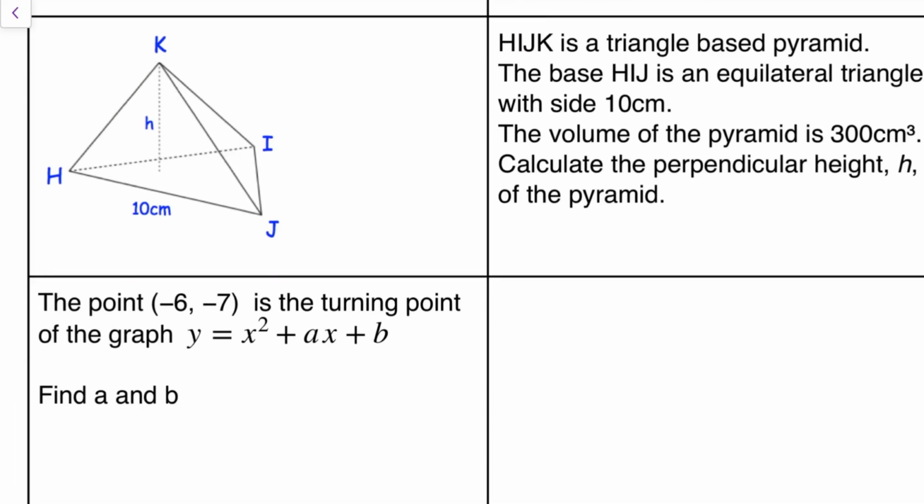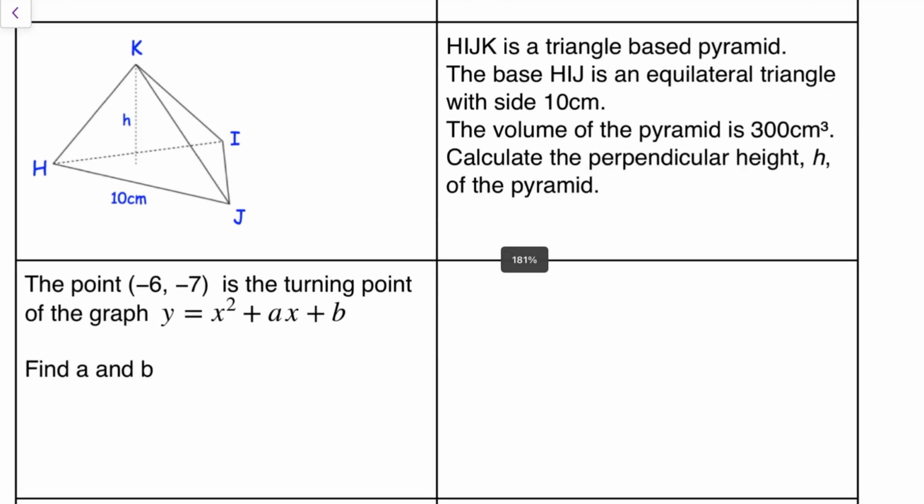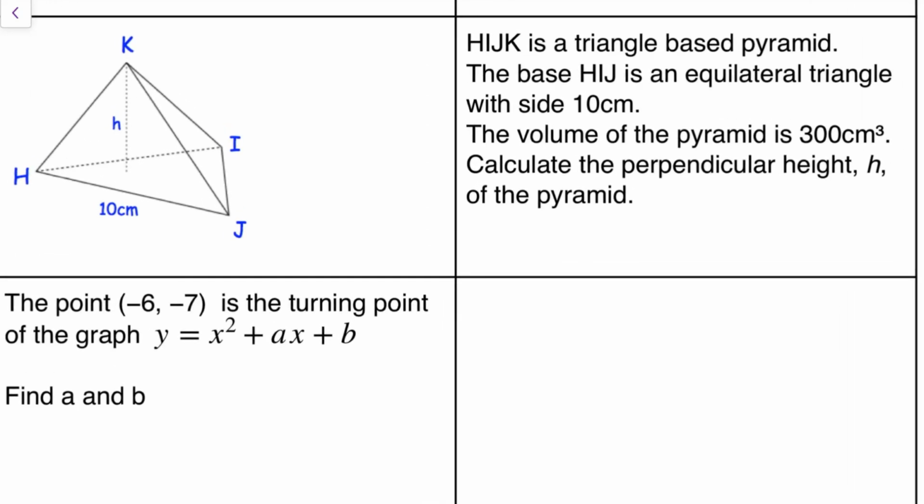Next question. Okay, and let's just zoom in a little bit. So HIJK is a triangular base pyramid. The base is an equilateral triangle. Right, so there we go. So it tells us the important fact here with side 10, obviously meaning that all sides are 10. The volume of the pyramid is 300. Calculate the perpendicular height h of the pyramid.